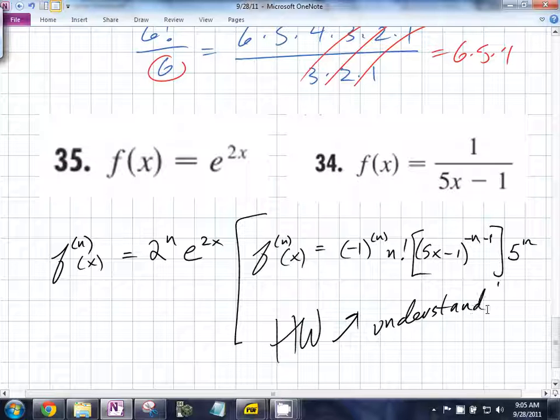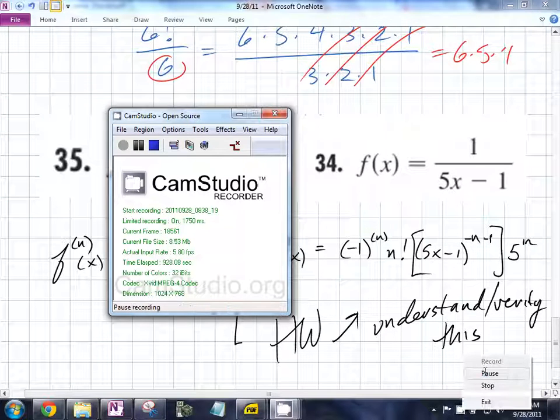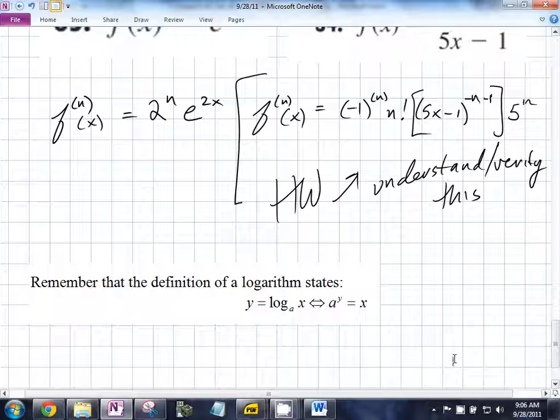The definition I want you to go with is y equals log base a of x if and only if. That's what that double arrow means. If and only if a to the y is equal to x. You must remember that.